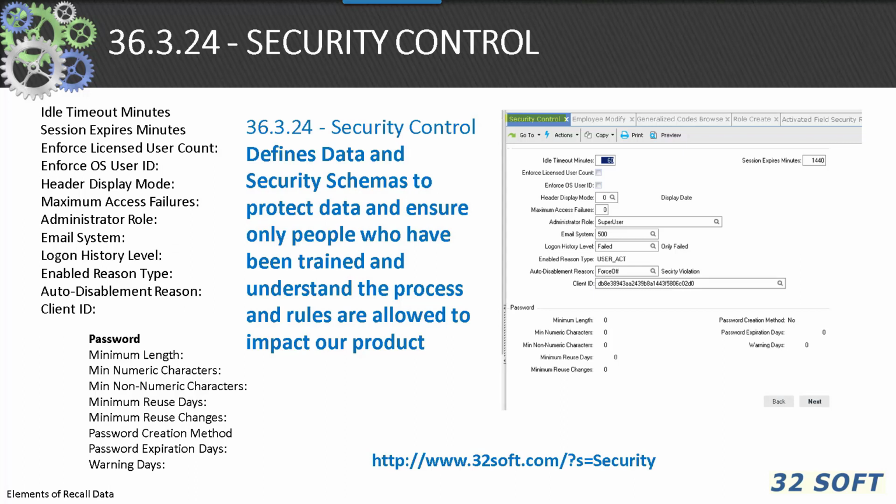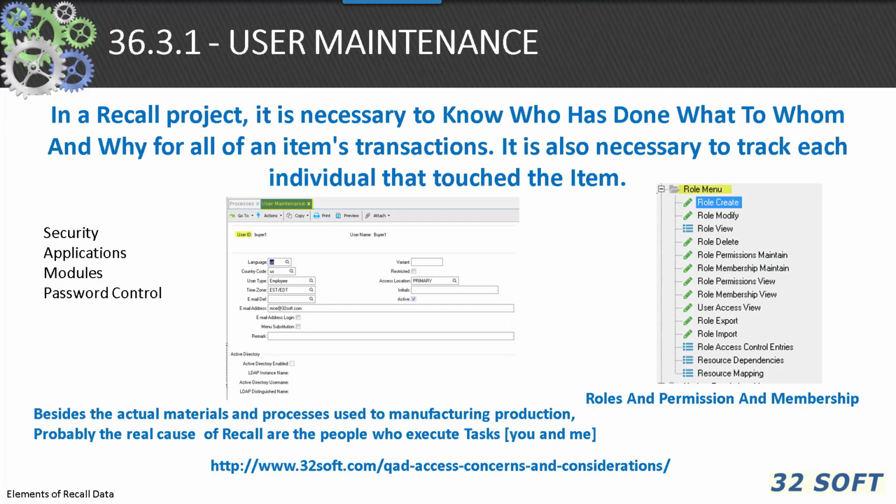Let's cover just a couple of foundation functions in QAD that are going to affect recall. The 36.3.24 security control is primary to good definition of data. Your security schemes are there to help protect your data and ensure that only people who have been trained and understand the processes and rules are allowed to impact your product. In a recall, it's going to be necessary to know who has done what, to whom, and why for all transactions for an item. The 36.3.1 user maintenance defines this.